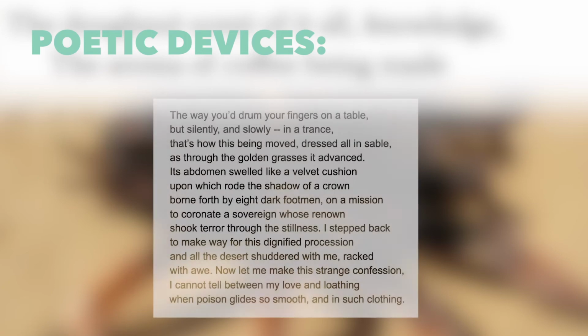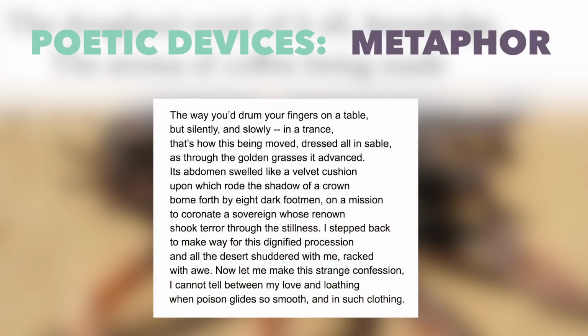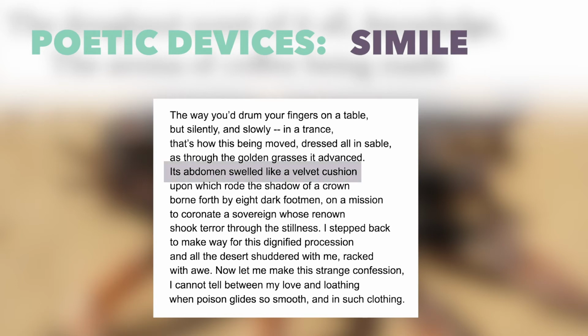This whole poem also works around a central metaphor. What 2 things is it comparing? Huffaker is comparing a tarantula with a deadly queen, and she uses other metaphors and lots of imagery to support it. Can you find the simile? It's in the 5th line, claiming the abdomen of the spider is like a velvet cushion.